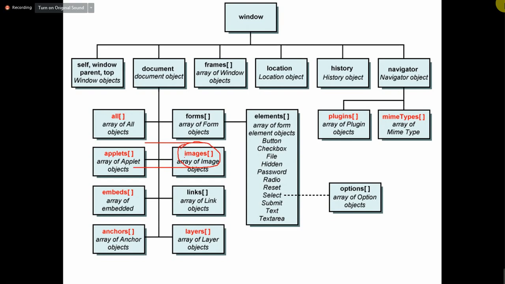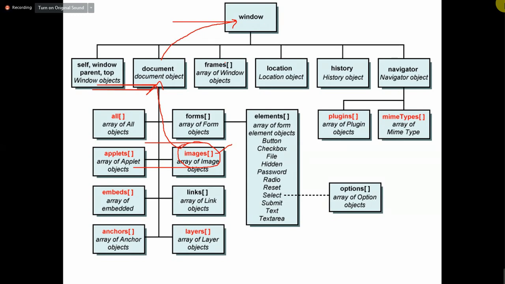And you can observe that images is an array. It is an array, that means more than one. And images are present in document. They are present in document, and document is present in window. That means the parent is window. In the window, you have document. In the document, we have images. So that is where images are present.